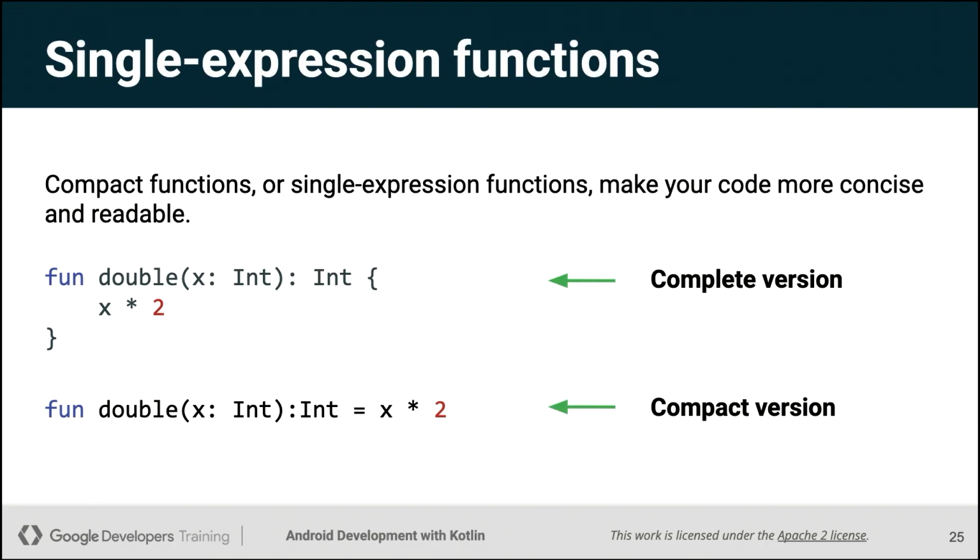Compact functions. If it is similar to one line, you can just assign it directly to the declaration. And in this case, you don't even have to declare the type, because it will figure out the type from what you assign. So Int times 2, it will be Int.